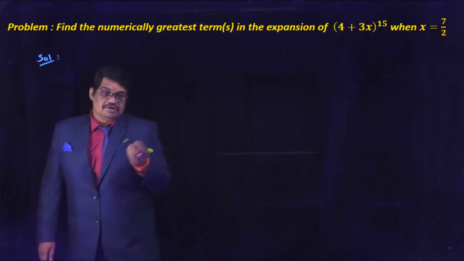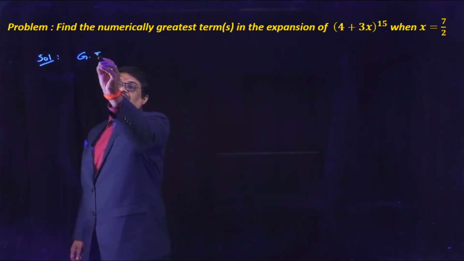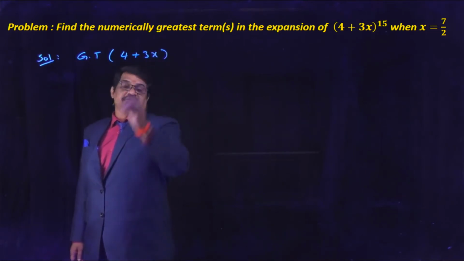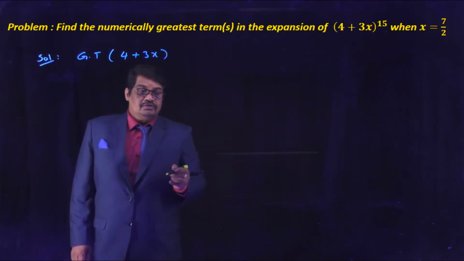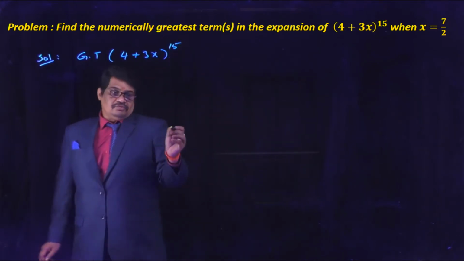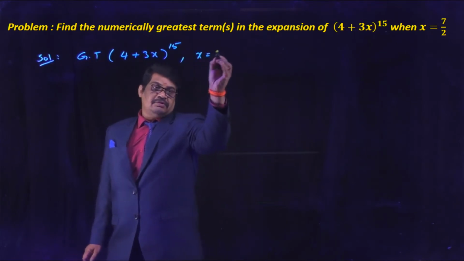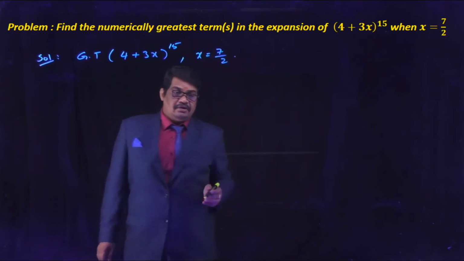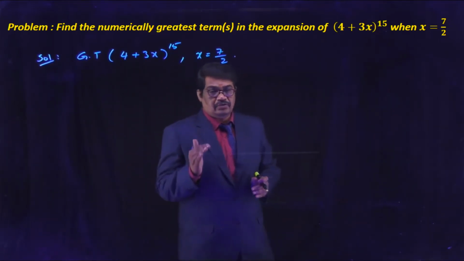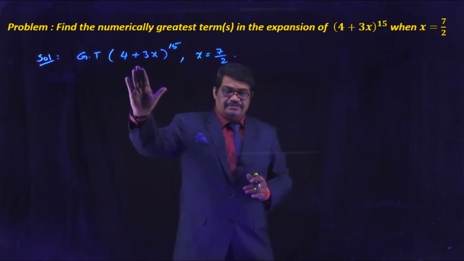What is the given expression? That is (4 + 3x) whole to the power of 15. What is x here? Here the x value is given as 7 by 2. When x is equal to 7 by 2, what is the numerically greatest term in this expansion?